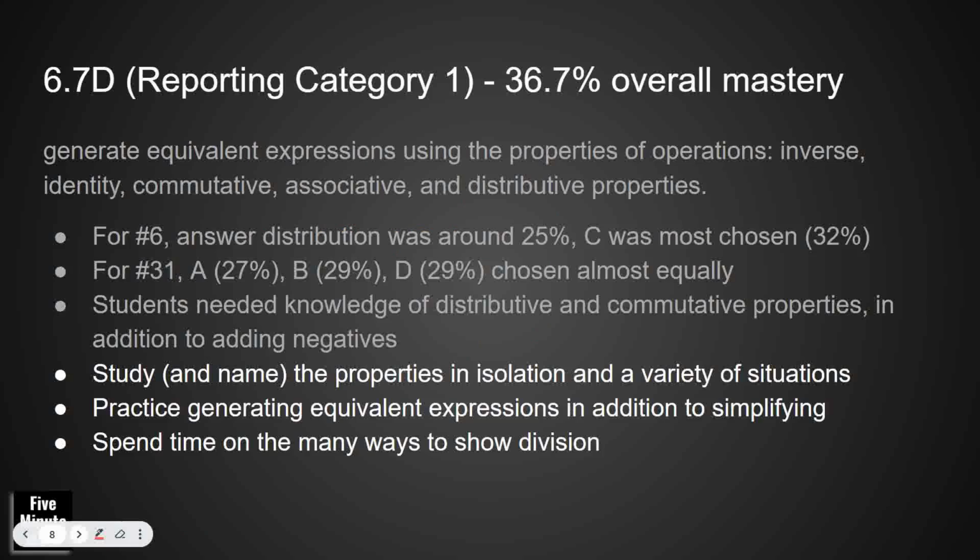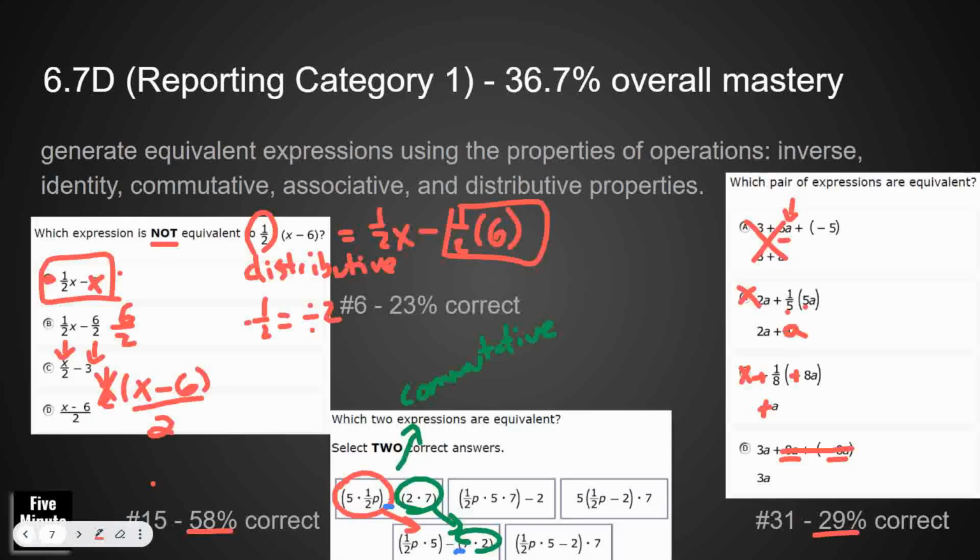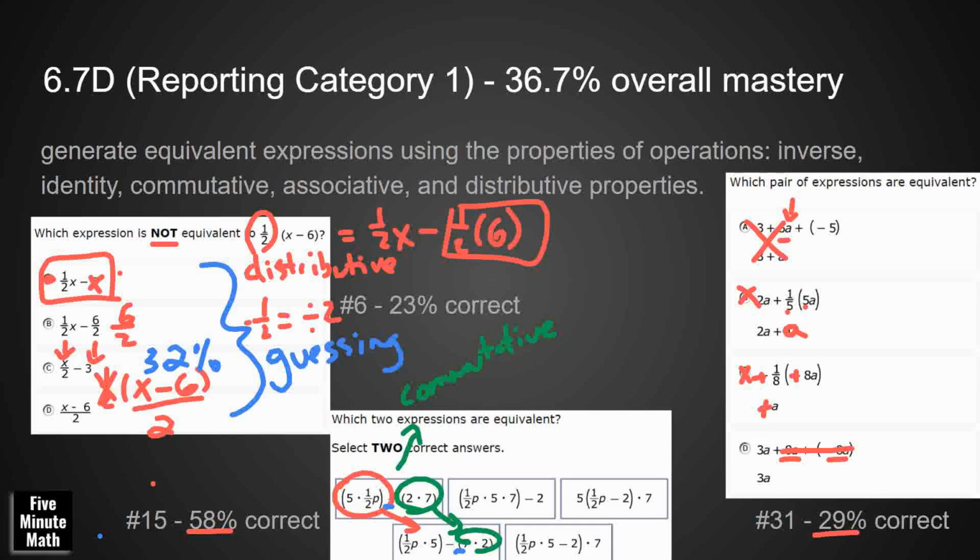So for number 6, the answer distribution was around 25%, and C was the most chosen at 32. So let's take a look at that. But if your answer distribution is about 25%, that means what you get is a lot of guessing. Even this 23% that chose the correct answer, we don't have any guarantee that they know what they're doing. They might have just guessed correctly.